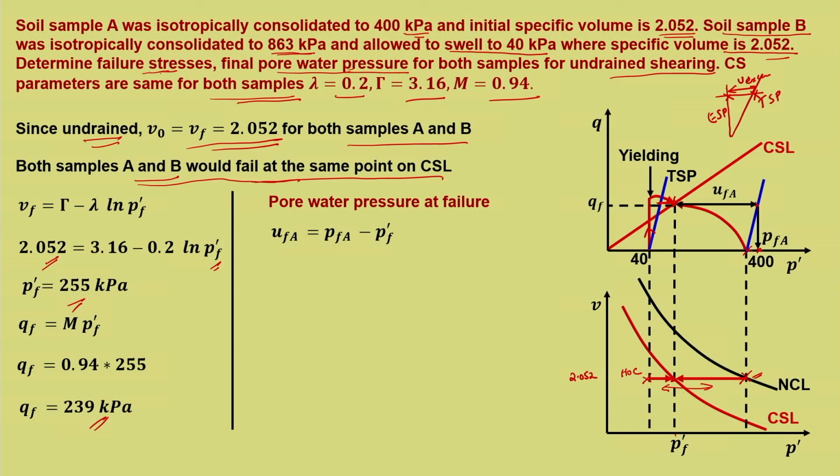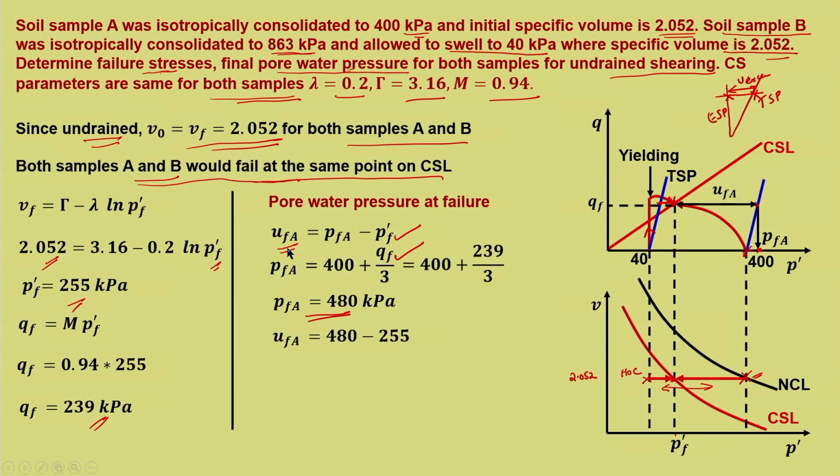So, what is PFA? So, PFA is equal to 400, that is from here to here is 400, plus from the geometry of the figure we can get QF by 3. So, 400 plus QF by 3, QF is known. So, substituting for QF, 400 plus 239 by 3, that will give PFA equal to 480 kilopascal. So, once we know PFA, we know P dash F, so UFA can be determined. So, UFA is equal to 480 minus 255, that is equal to 225 kilopascal, which is positive excess pore water pressure at failure.